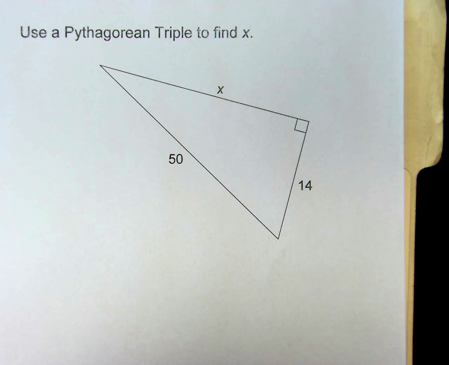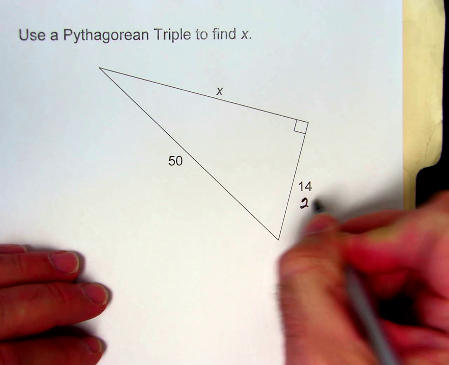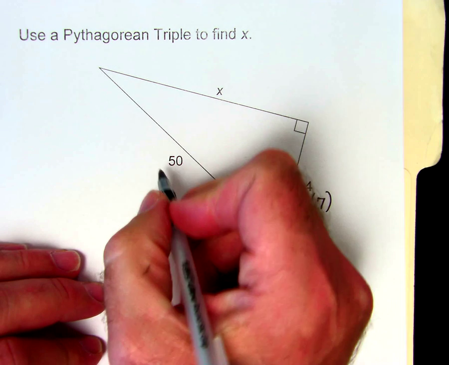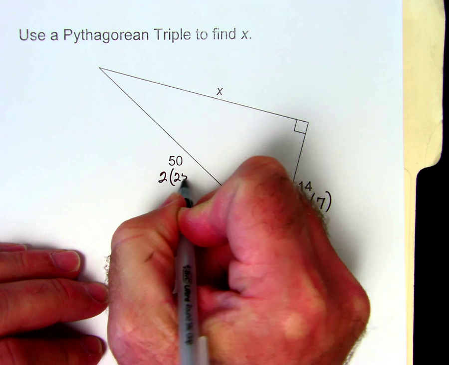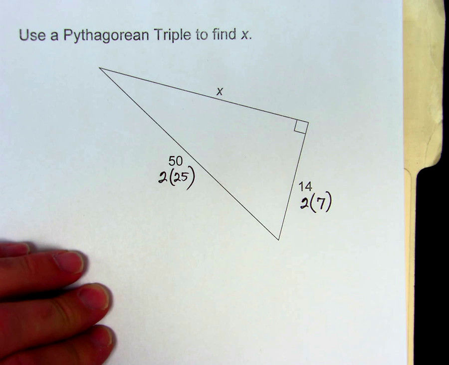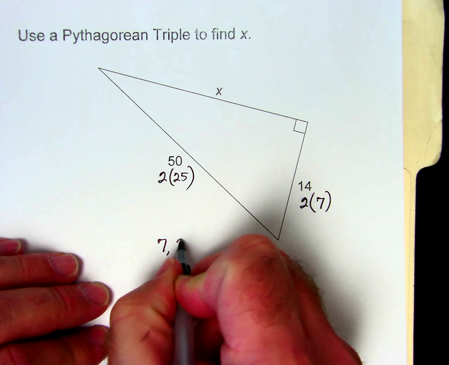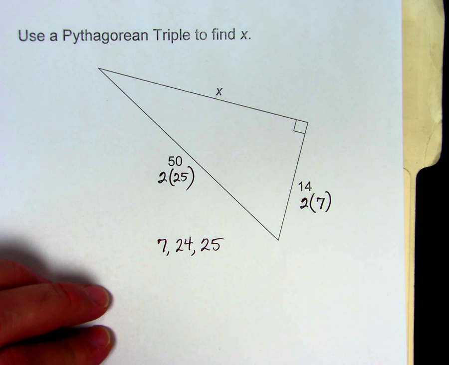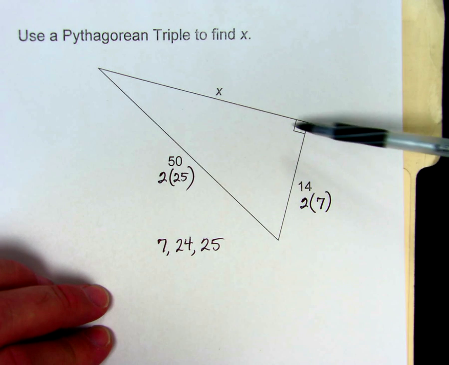So I don't have any of those Pythagorean triples that have a 14 or a 50 as they're written. However, notice that 14 and 50 are both divisible by 2. 14 is the same as 2 times 7. 50 is the same as 2 times 25. We do have a Pythagorean triple, 7, 24, 25. In this case, 2 times 25 is the hypotenuse.